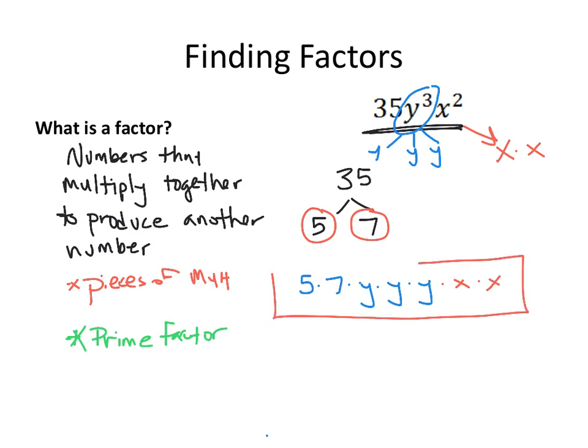And so here, this is just an example of a prime factorization. Notice that all the variables are written out based on how many there are within that given exponent. So we have y times y times y, or y to the third, and we have x times x, or x to the second. And with the number we have 5 times 7. So finding factors is basically writing out our variables and then writing out our numbers in their prime factors.